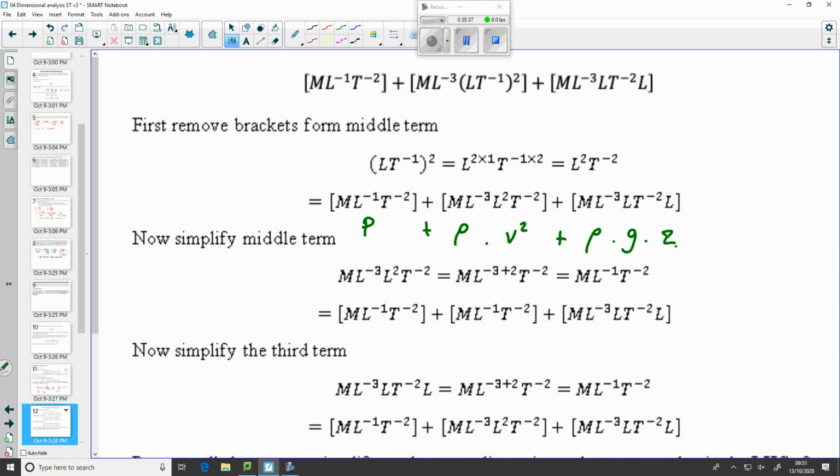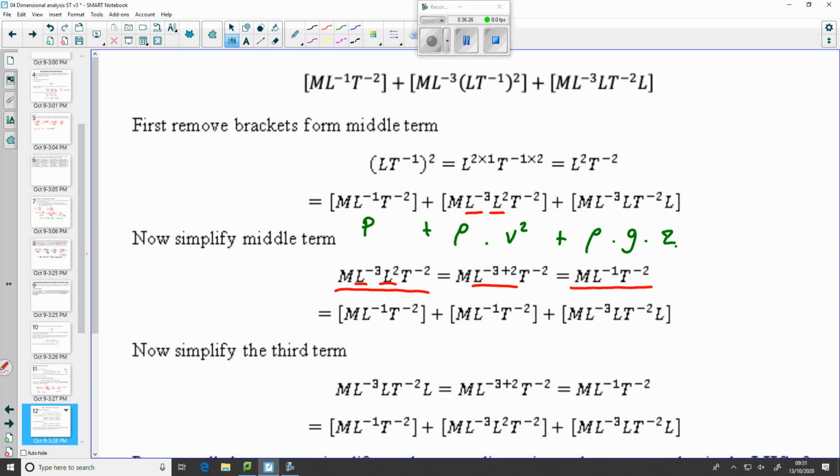Okay, so if we look at that middle term, we've got two lots of L in there. We've got L to the minus 3 and L to the 2. So by the laws of indices, when multiplying two lengths together we add the indices. So minus 3 plus 2 leaves ML to the minus 1, T to the minus 2. Everybody follow that?